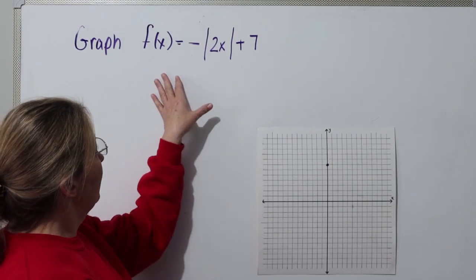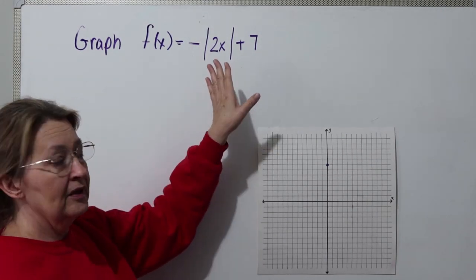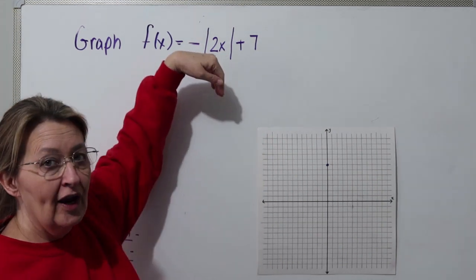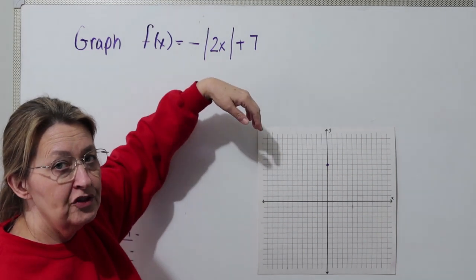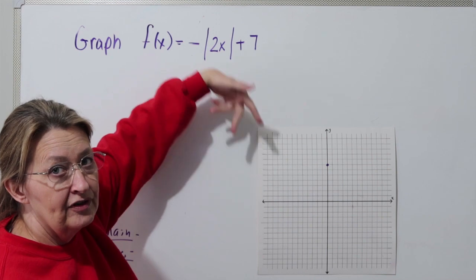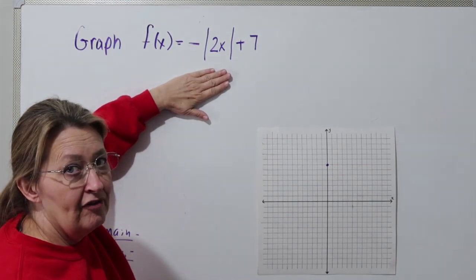Now let's graph f of x is equal to negative absolute value of 2x plus 7. Now when you see the negative sign in front of your absolute value, that's what lets you know that this is going to make an upside down V. Okay, so our vertex is going to be the high point. The most important point is finding that vertex.